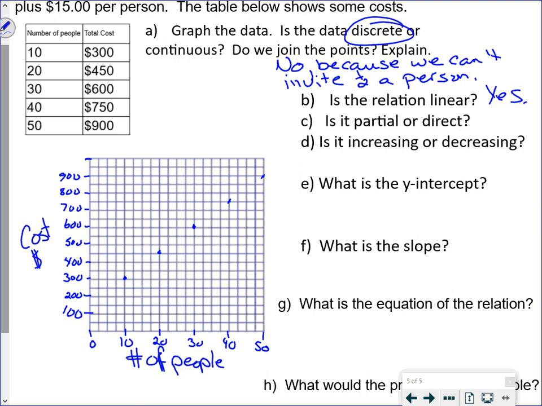Is it partial or direct? If I did draw a line to connect the points and continued it backwards to the y-axis, it would not end up going through the point 0, 0. If I look at the table of values and I go back to x equals 0, so I decrease by 10 again, in the cost, everything is decreasing by 150. So if I take 150 away from 300, I will end up with 150. Because it doesn't go through the point 0, 0, this is a partial variation.